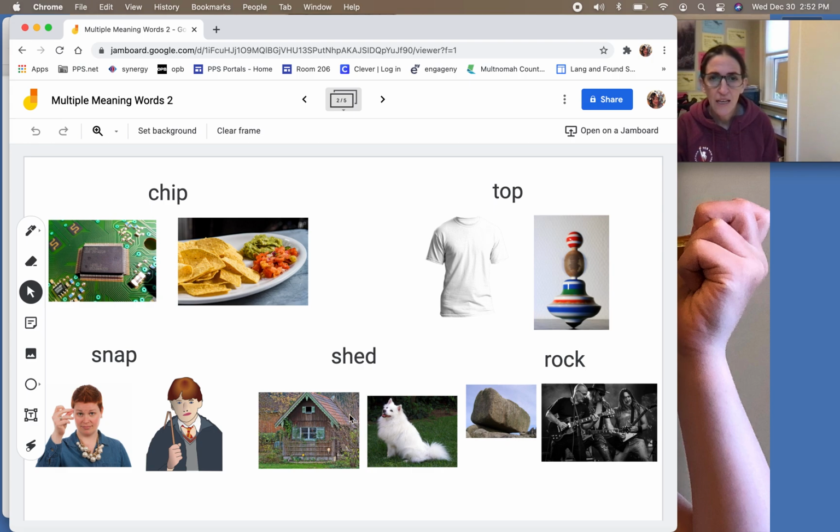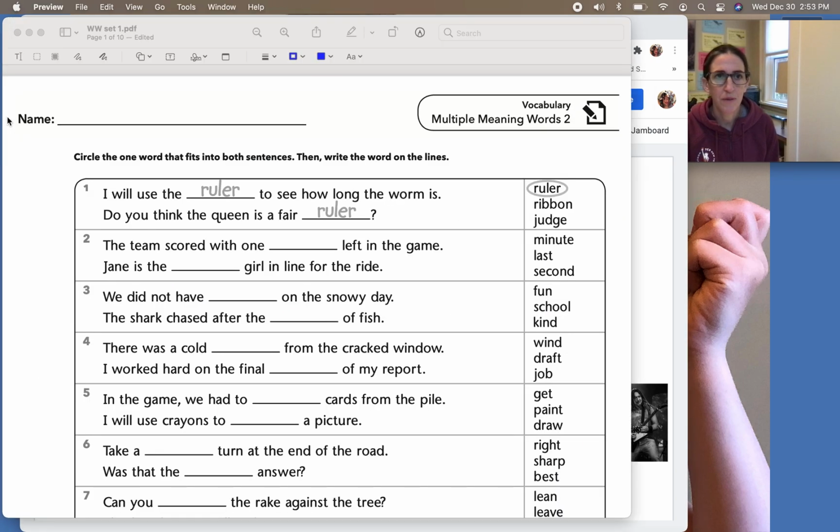A shed could be a small building behind your house where you keep your tools, or you could also talk about a dog shedding his fur, getting rid of his fur. So that's an example of when it's a noun, like an item, or a verb, like an action, when an animal sheds its fur. Rock can be like good old-fashioned rock, or you can talk about the type of music, like rock music. Or you could even think about the verb, like you're rocking a baby to sleep. So those are the kind of words we're going to practice.